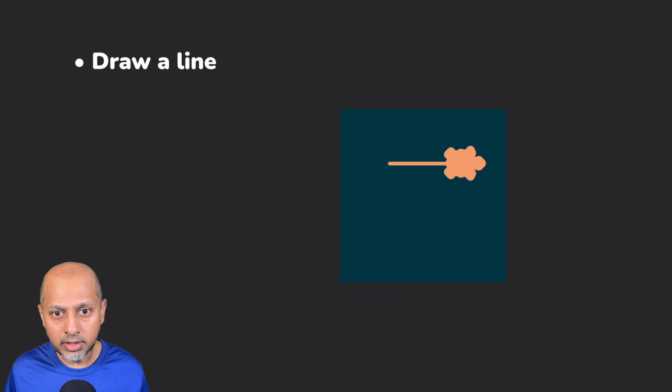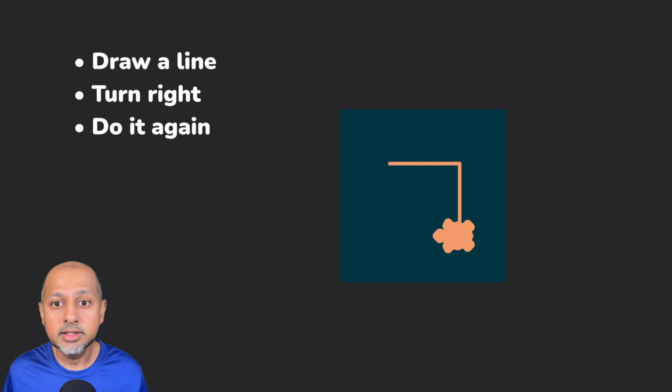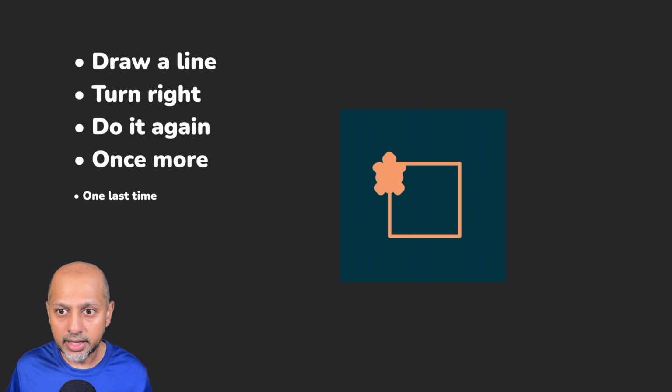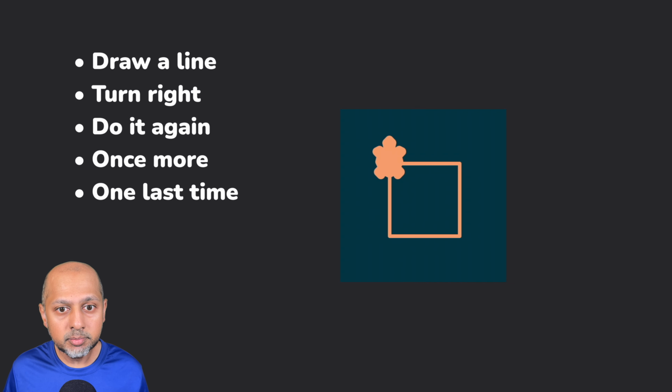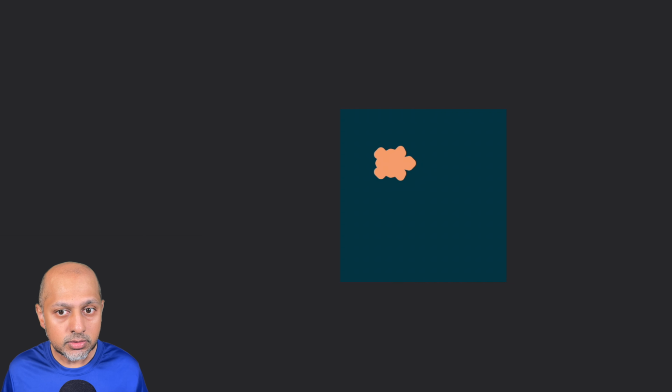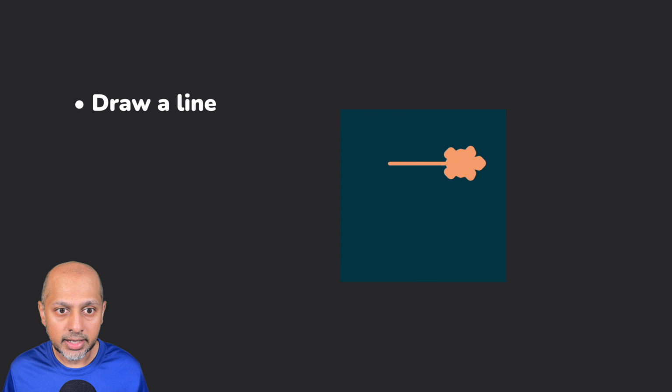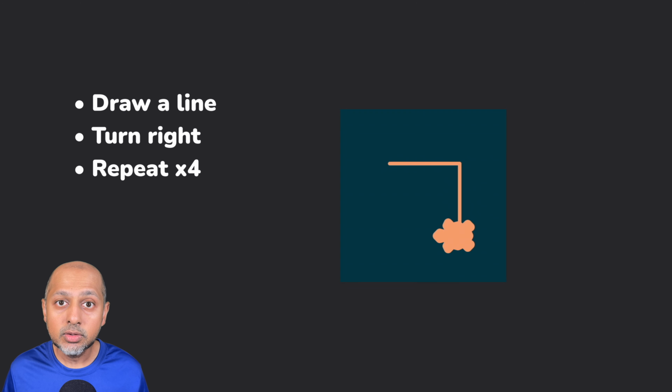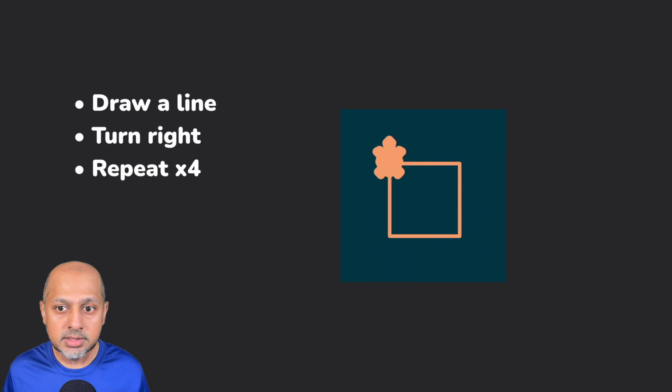But suppose you were telling me how to draw a square. You'd probably say, draw a line, turn right, then do it again, and once more, and one last time, and you'll end up back where you started. Another way you could describe it would be, draw a line, turn to the right, then repeat those steps 4 times in total. This is a much simpler way to describe how to draw a square.